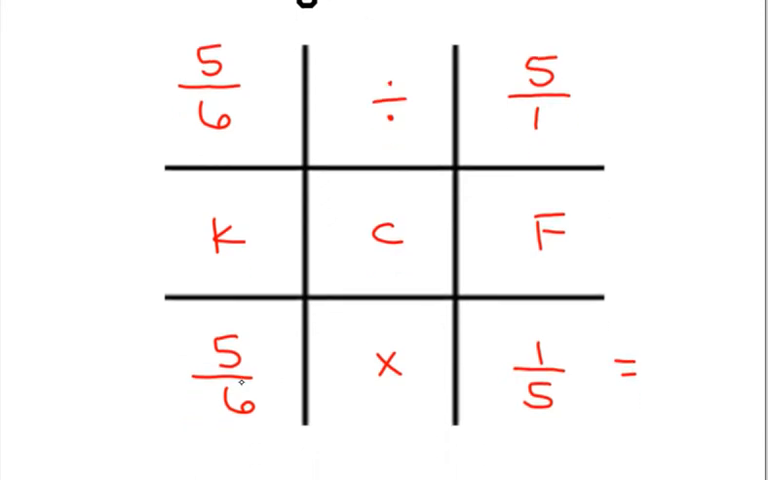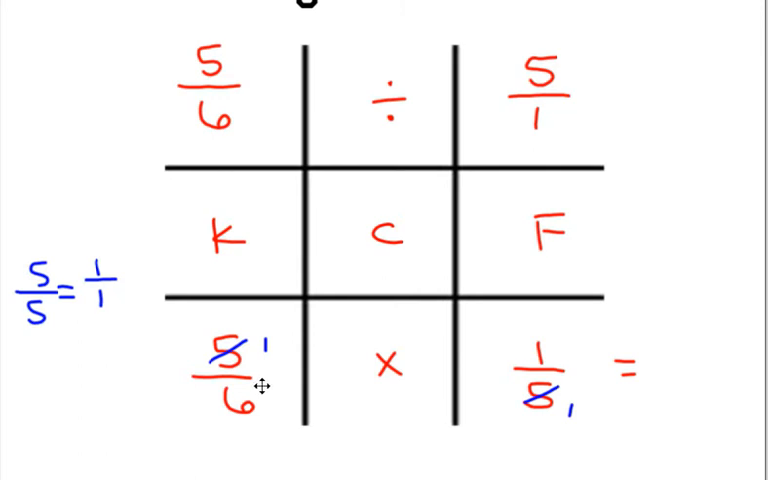Let's do my checks. Can I simplify 5 over 6? No. Can I simplify 1 over 5? No. Can I simplify 1 over 6? No. Can I simplify 5 over 5? Yes. So 5 over 5 would simplify to 1 over 1.